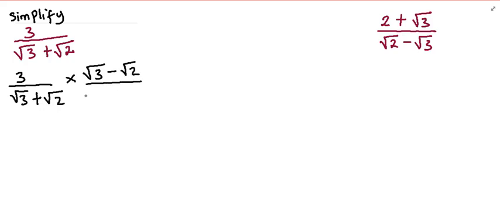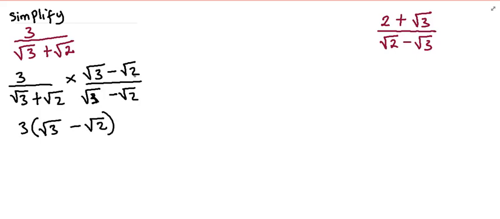And then why are we multiplying by the same number? Because of what? The rationalization. So √3 minus √2. When we multiply this, we'll be having 3 brackets. Remember algebraic multiplication, minus √2.